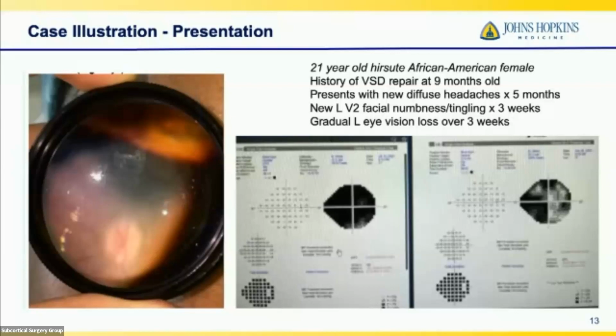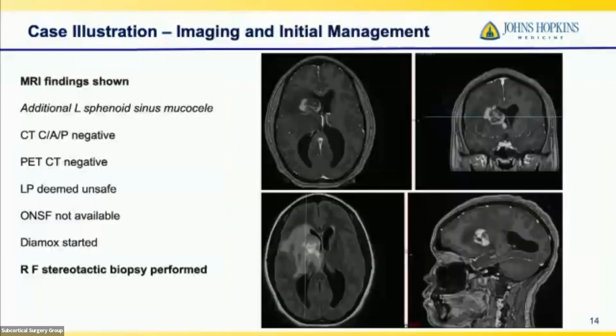This is a picture of her right optic nerve showing the pallor and papilledema. And here are her visual fields, where she has no vision on the left and pretty close to no vision on the right. Unfortunately, before she came to us, she was given steroids at urgent care. Though this was her imaging, we tried to find if there was another source anywhere in her body, and aside from an incidental left-sided sphenoid sinus mucocele, everything was negative.